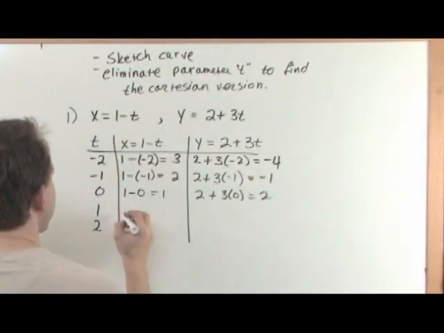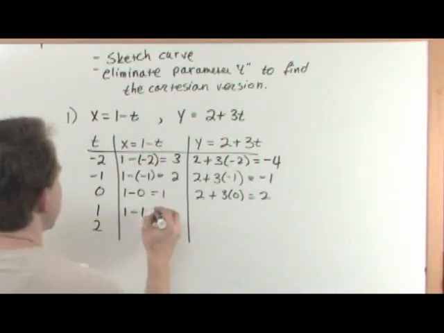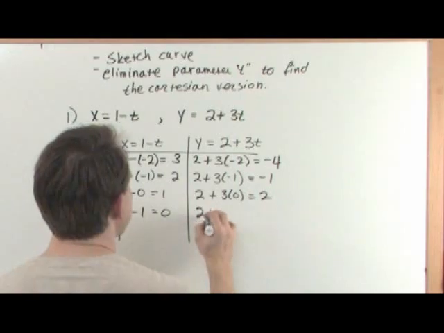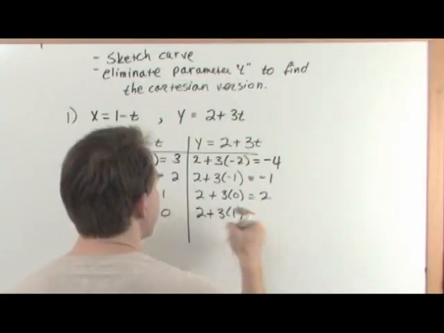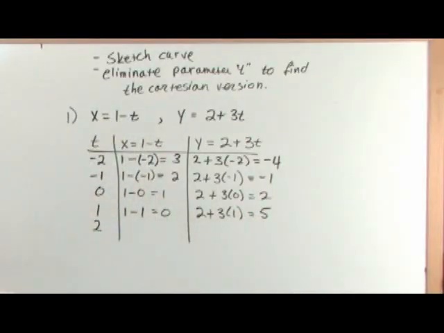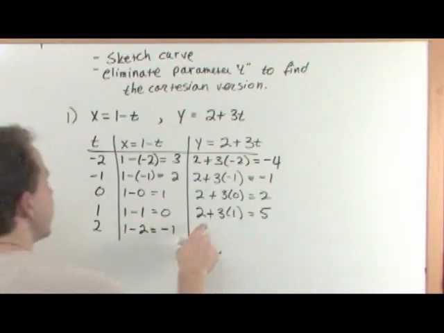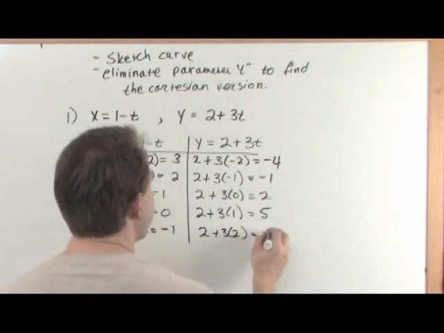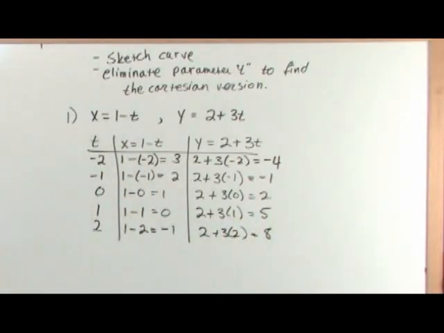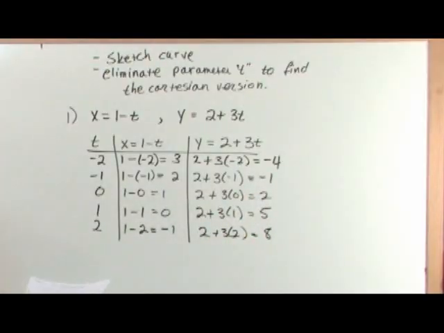Plugging in for 1, 1 minus 1, because we're plugging in for t there, is going to be 0. And over here, it's 2 plus 3 times 1, which is 2 plus 3, which is 5. And then I have over here 1 minus 2, which is equal to -1. And over here I have 2 plus 3 times 2, 2 plus 6, which is 8. So I have a table of values and I can plot them. All I've done is, at every value of time, I have a corresponding x and y. So I have points, and I can plot those points, and you all know how to do that.